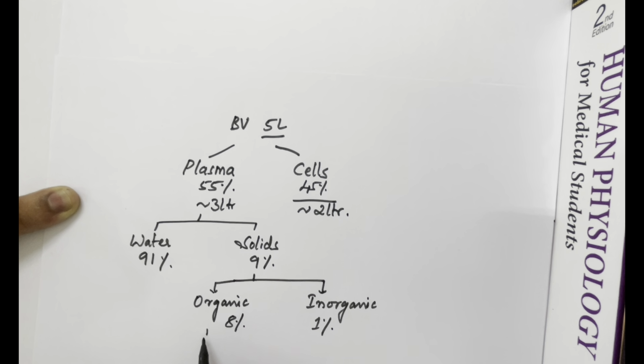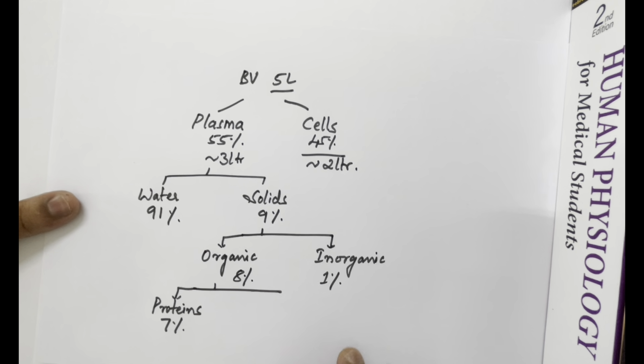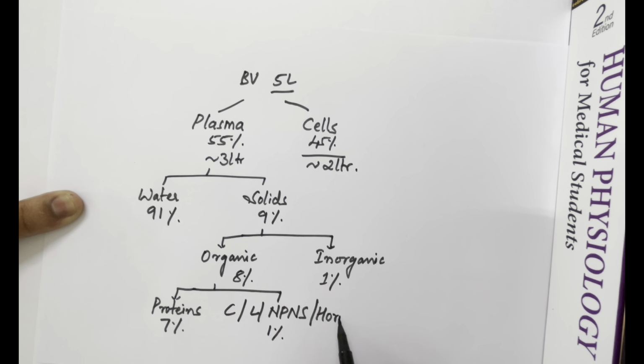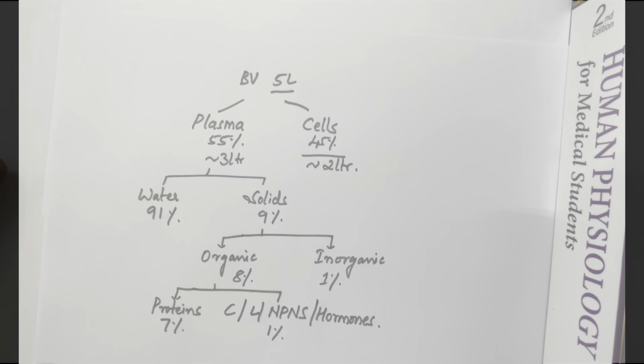So out of the 8% organic, the major portion is plasma proteins. 7% is plasma proteins. That includes albumin, globulin and fibrinogen. So proteins are around 7%. The rest 1% is by the remaining organic substances like carbohydrates, lipids, non-protein nitrogenous substances, and some hormones are also present. So all this accounts to 1%. Now we'll continue with what are the different functions of blood.